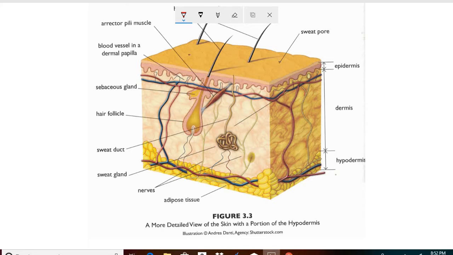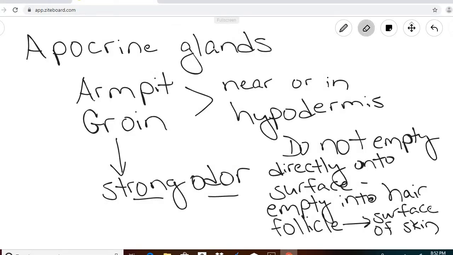Okay, then the last thing to talk about on this figure is this thing right here that is called a sebaceous gland. And you may remember from last chapter that the sebaceous gland is a holocrine gland.